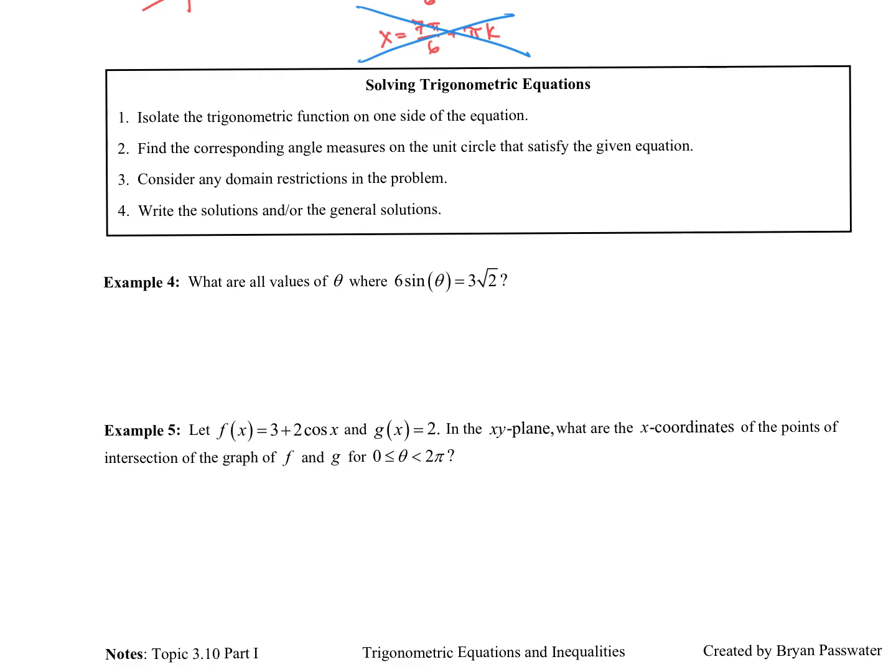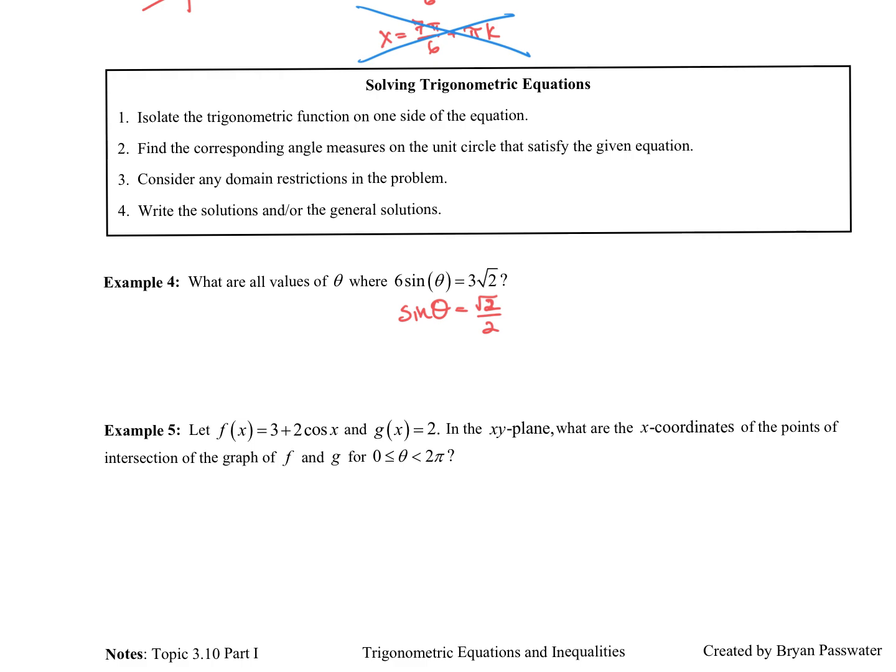All right, and so let's look at example 4. So I have 6 sine of theta equals 3 square root 2. I don't have a trig function equal to a number yet, so what do I have to do to both sides? Divide by 6, exactly. So we're going to divide by 6. And so now we'd end up with sine theta is equal to 3 square root 2 over 6. Well, what does the 3 over 6 simplify to? 1/2. So that's square root 2 over 2. All right. So the first step was to get the trig function equal to a number.